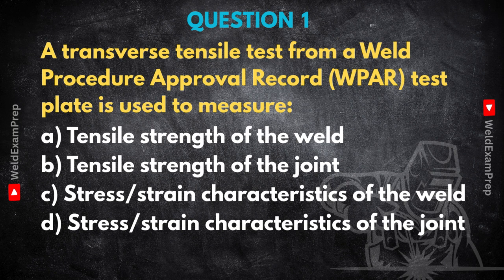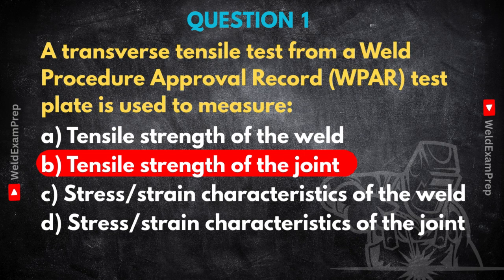Okay. So a transverse tensile test. Sounds simple enough, but I've heard different takes on what it's really measuring in this context. For a WPAR, are we just looking at the weld metal, or is it broader? That's the key distinction right there. And it's fascinating because this test gives you a holistic view. Okay. The correct answer is B, tensile strength of the joint.